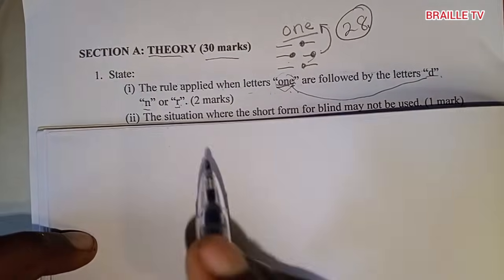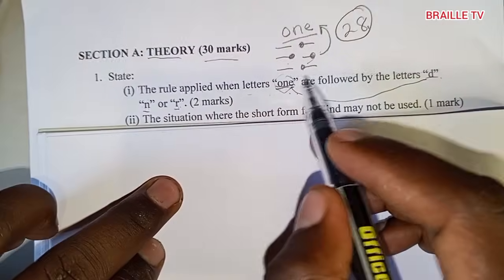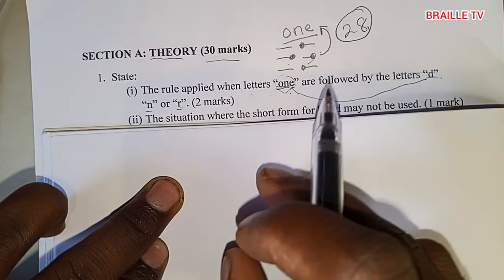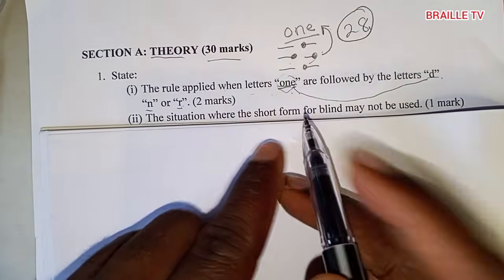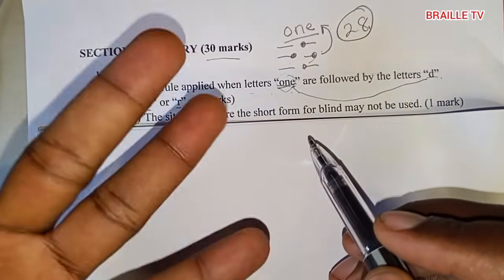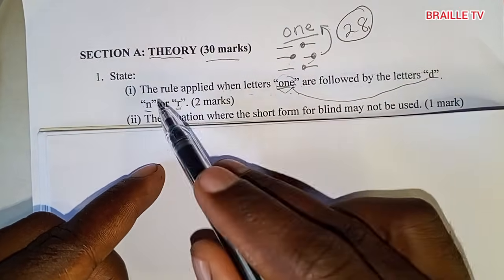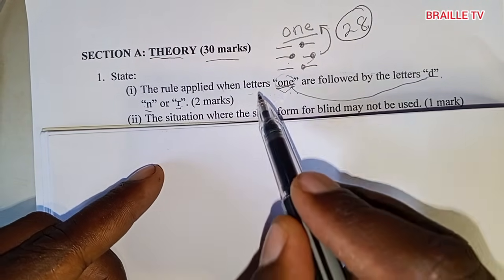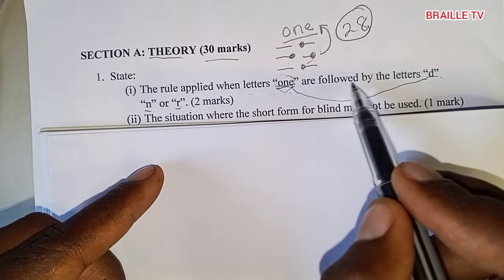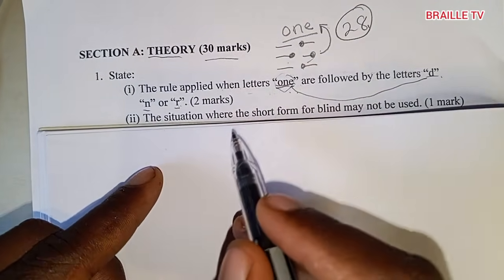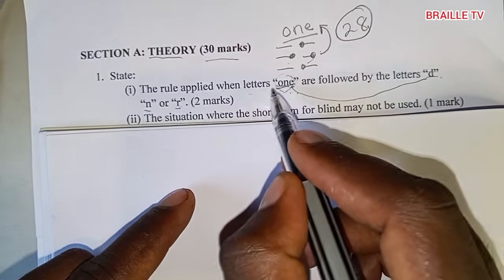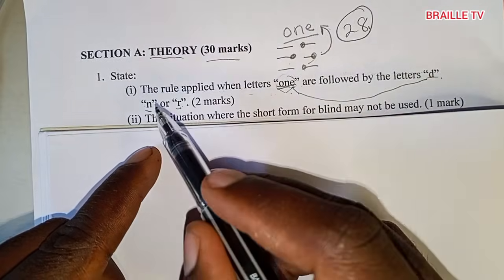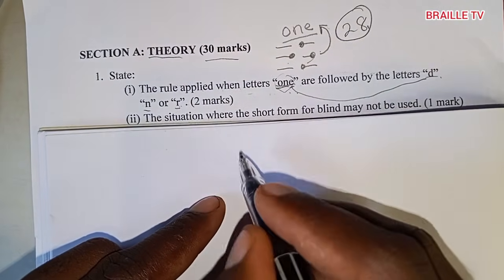Okay, teachers, now let us write here together and see what this statement is saying, and then we state the rules together. First of all, let us represent the word one 3 times, and then we use these letters. Remember, we were asked to state the rule applied when letters one are followed. Let us write this one 3 times, and in each one we add a letter: D to the first, N to another, and R to the other.